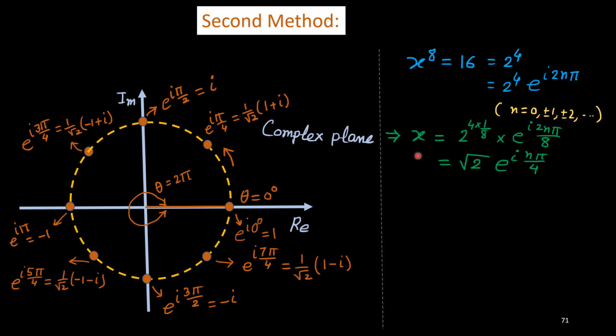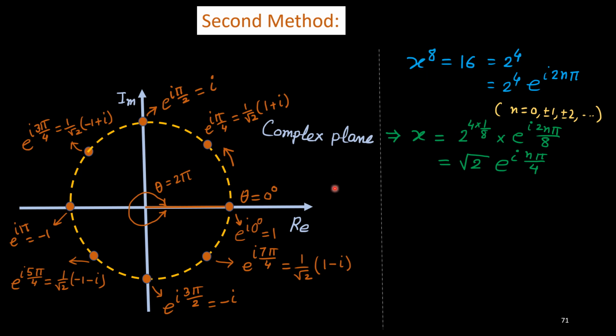So it is very easy now. What is x? x equals the 1/8 power of this form. So it is 2 to the power 4 times 1 upon 8 this power, and here e to the power i 2n pi upon 8, right? So this will give you 2 to the power half, meaning square root 2, and this 2 and this 8 will cancel, so e to the power i n pi by 4. Now we'll vary n and we'll get all solutions, 8 solutions for this equation.